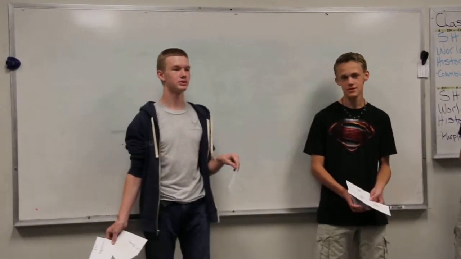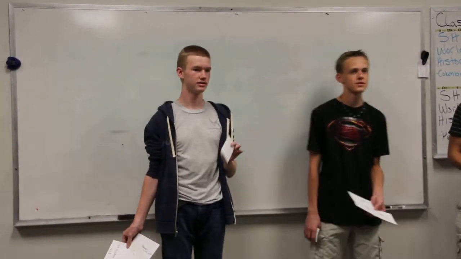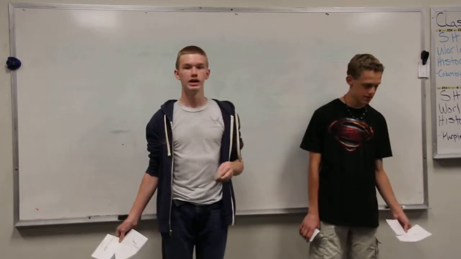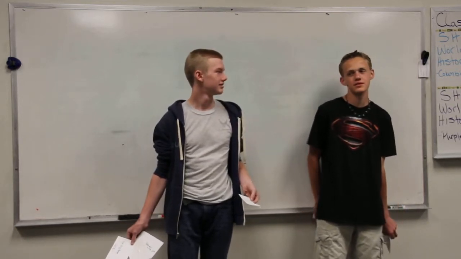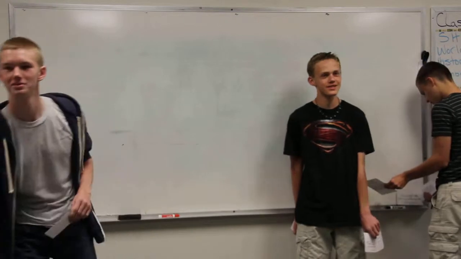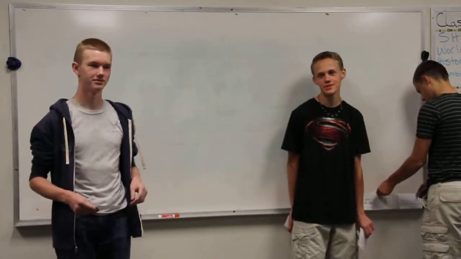Alrighty, so every table group should have received a set of cards. There should be 9 in them. They have a bunch of events listed on them, and so we're going to give you 5 minutes to try to put the events in order. So, in your table group, get them in order.